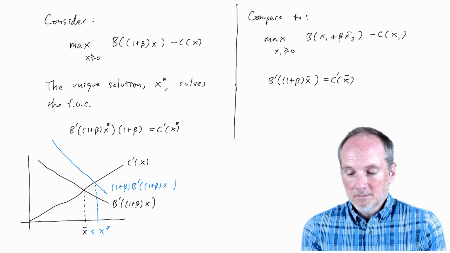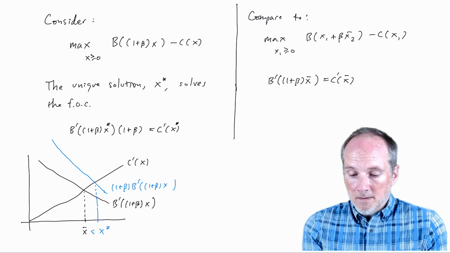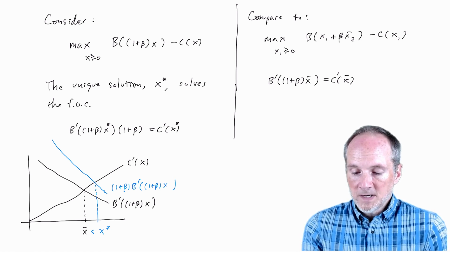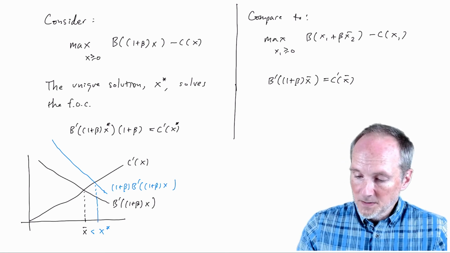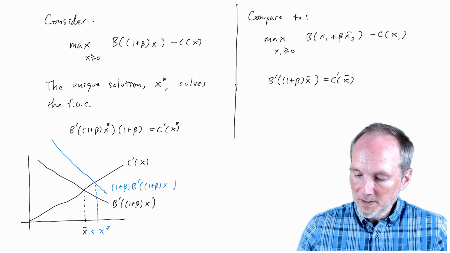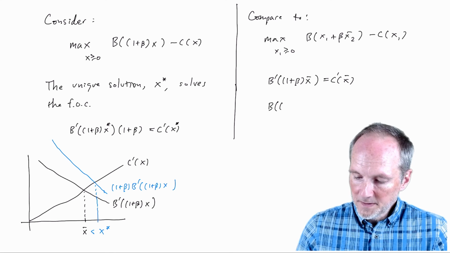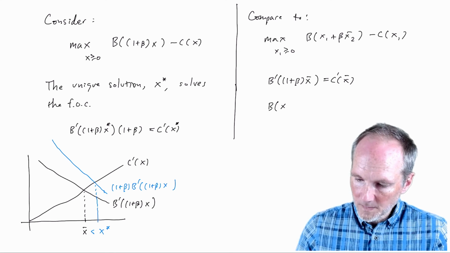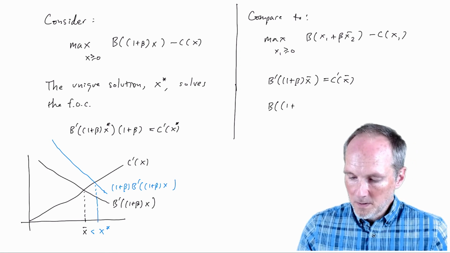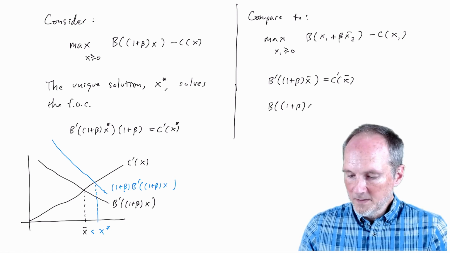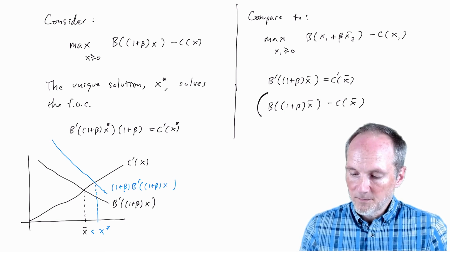But now I want to point out that if both of these guys increase their activity level to x star, they would both be better off. So why is that? So the equilibrium net benefit was the benefit of my own plus what I get from the other guy's activity level minus the cost of mine. So this was the equilibrium net benefit, right?